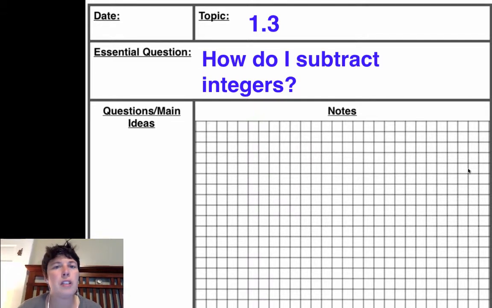So right now is the perfect time to take a moment to set up your notes. Make sure you write today's date, the topic, and that essential question on there. How do I subtract integers? And then we're going to talk real quickly about how to do this. There are so many different ways to learn this. I'm going to show you one way today that hopefully will help.